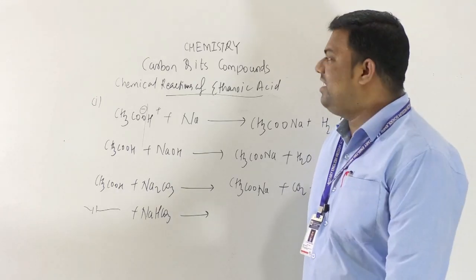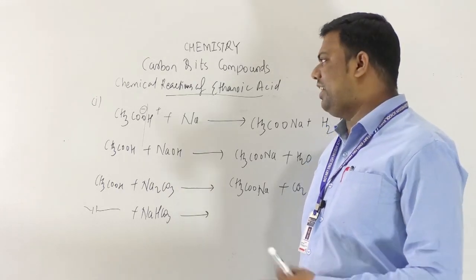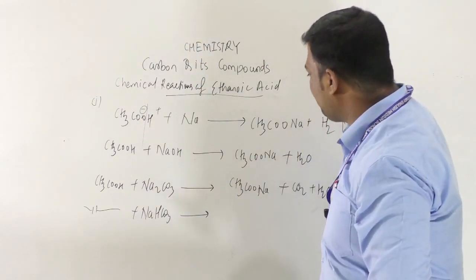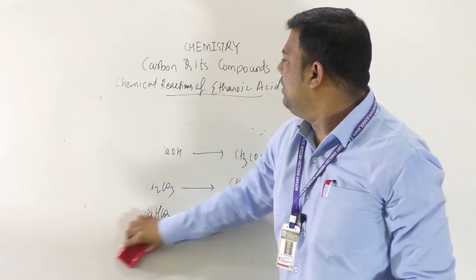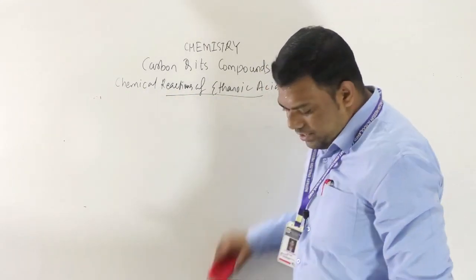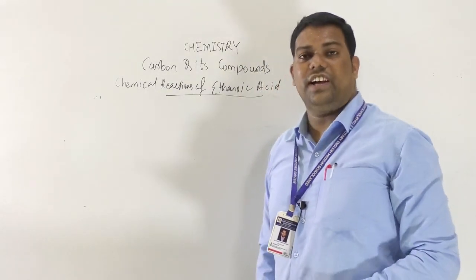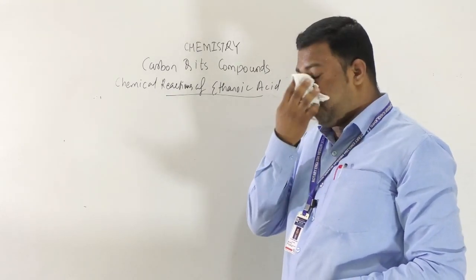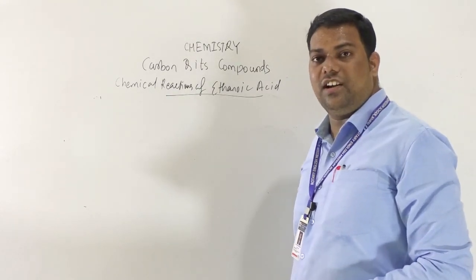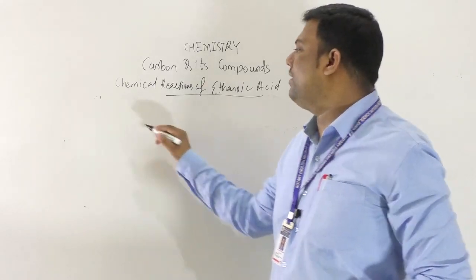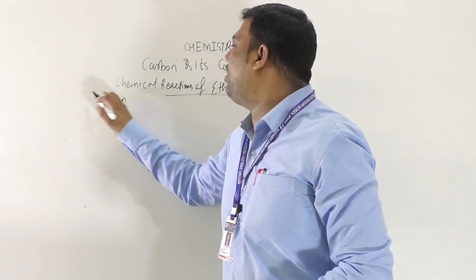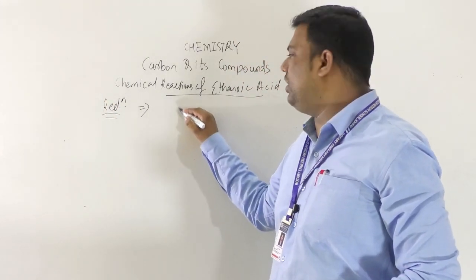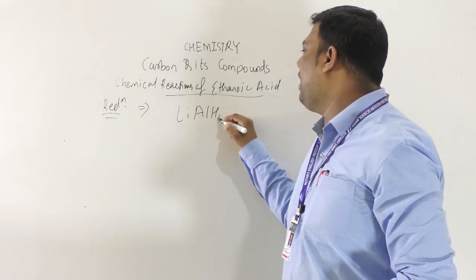One more important thing I want to tell you here. In the reaction part of your ethanoic acid, that is the reduction reaction. On reduction, in the presence of a strong reducing agent like lithium aluminum hydride. So see here, reduction means addition of hydrogen in the presence of a strong reducing agent, lithium aluminum hydride.